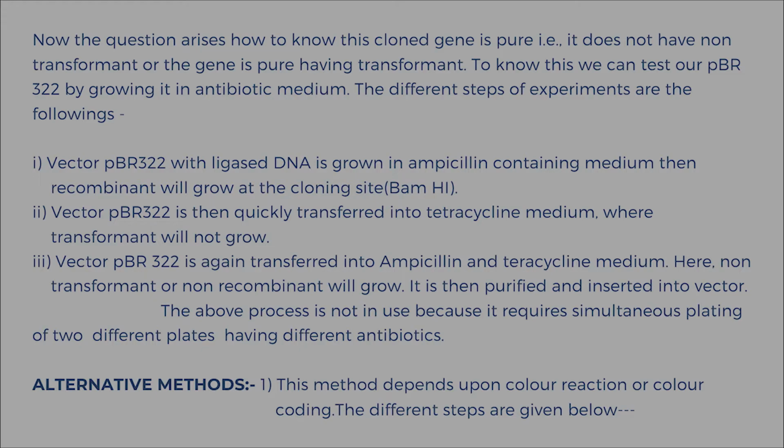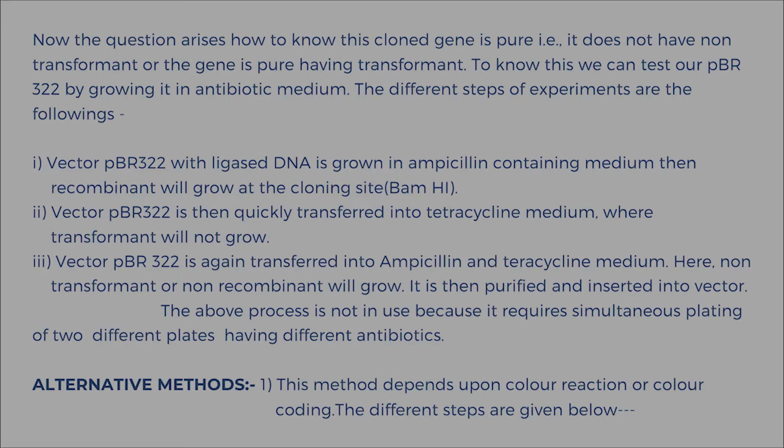Secondly, the vector pBR322 is then quickly transferred into the tetracycline medium, where the transformant will not grow. And the third one, the vector pBR322 is again transferred into ampicillin and tetracycline medium. Here the non-transformant or the non-recombinant will grow. It is then purified and inserted into the vector. The above process is not in use because it requires simultaneous plating on two different plates having different antibiotics, and it requires very quick timing. So within a short period of time this experiment cannot be performed.